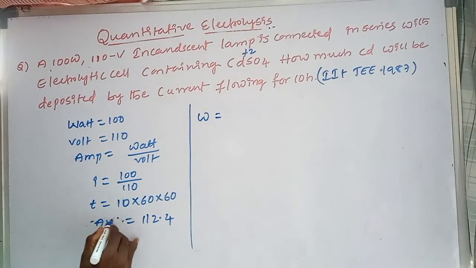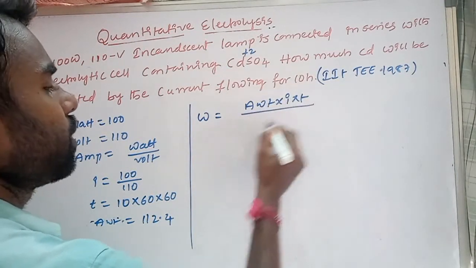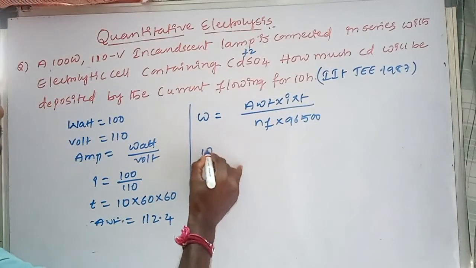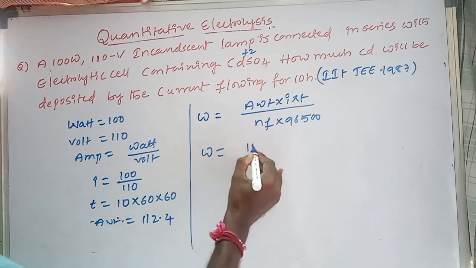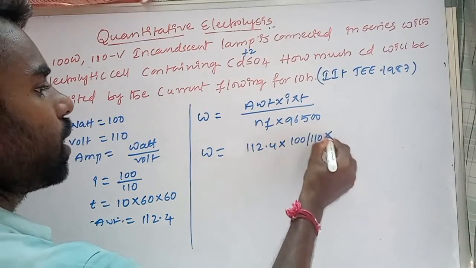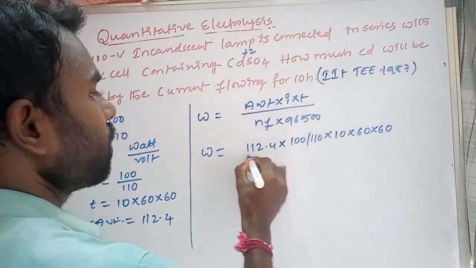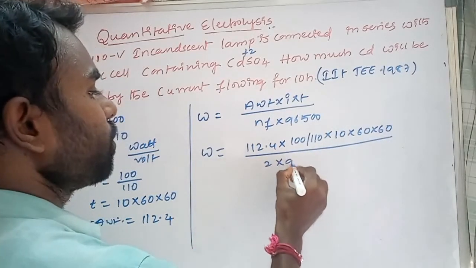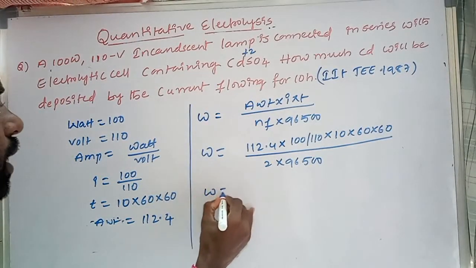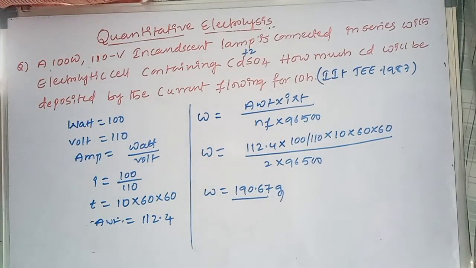So here, weight equals atomic weight into I into T by n factor into 96,500. Then weight equals 112.4 into I, which is 100 by 110, into time, which is 10 into 60 into 60, by 2 into 96,500. If you simplify these, you will get 190.67 grams. So here this is a simple question.